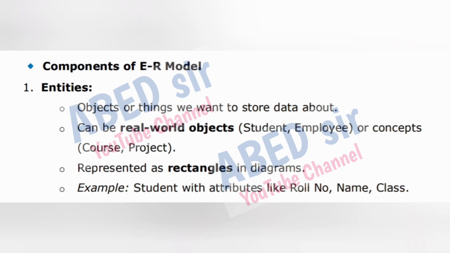Components of ER model. 1. Entities. Objects or things we want to store data about. Can be real-world objects, student, employee, or concepts, course, project. Represented as rectangles in diagrams. Example, student with attributes like roll no, name, class.